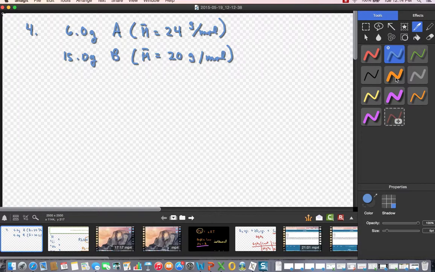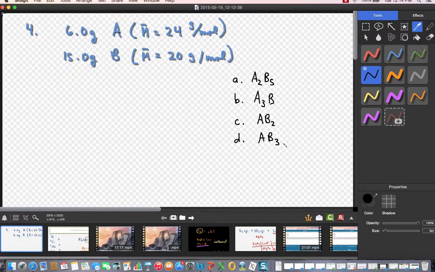So what I'm going to do with this one is I'm going to put the answer choices to the right. A is A2B5, B is A3B, C is AB2, D is AB3.